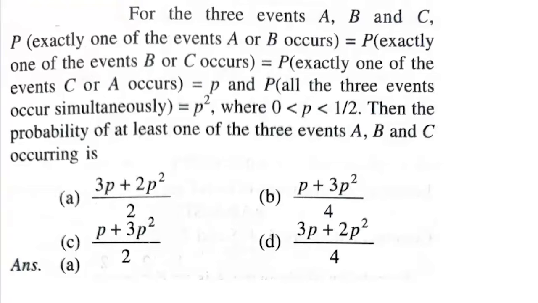Now here the question is: for three events A, B and C, P(exactly one of the events A or B occurs) is equal to P(exactly one of events B or C occurs) equals P(exactly one of events C or A occurs) is P, and the probability that all three events occur simultaneously is P square. Then the probability that at least one of the three events occurs is.